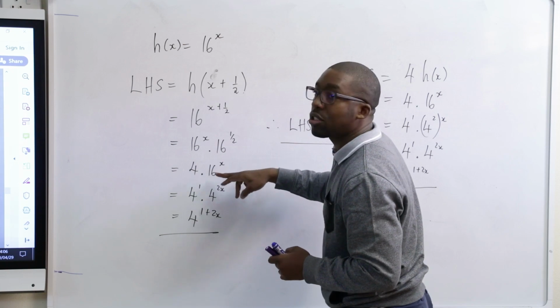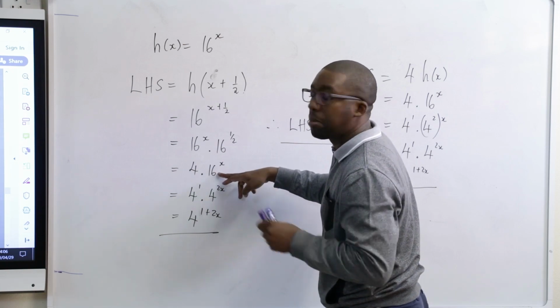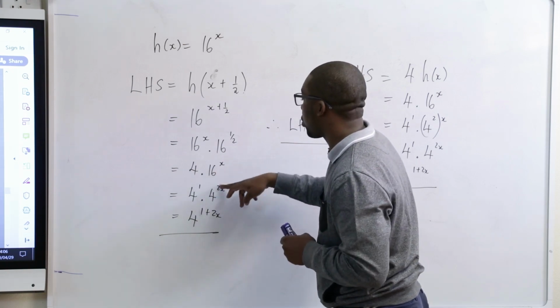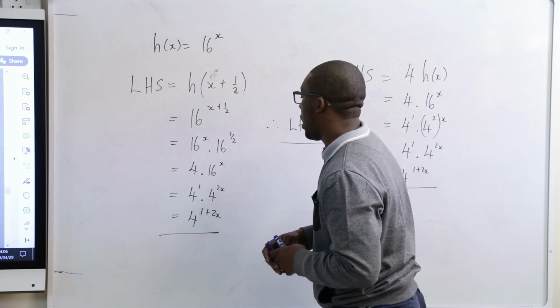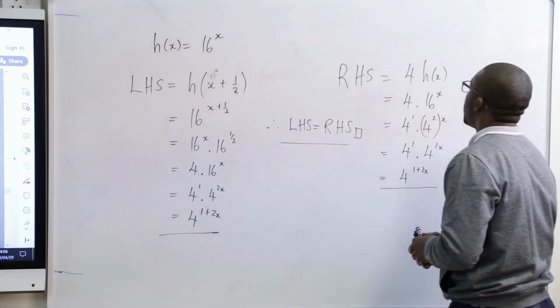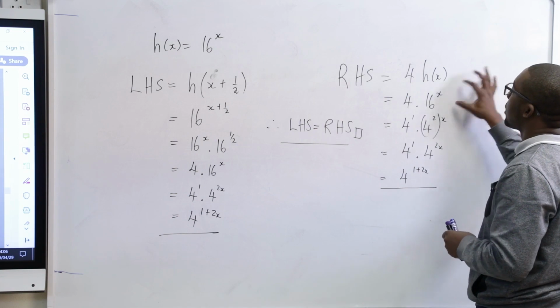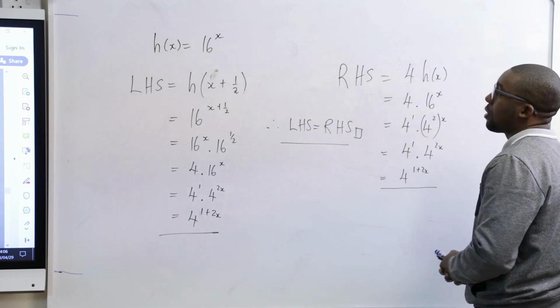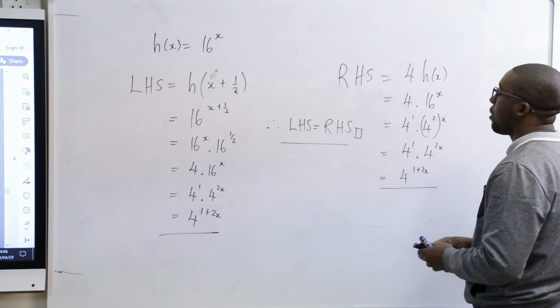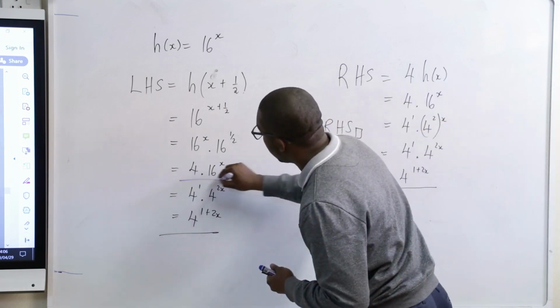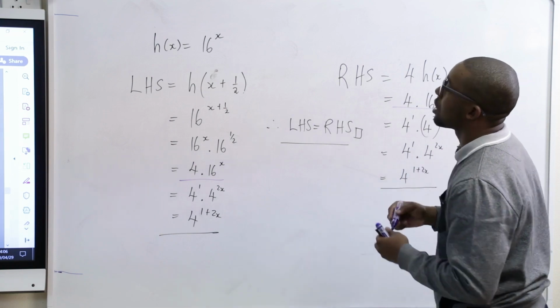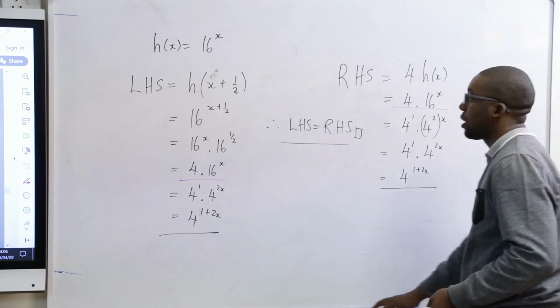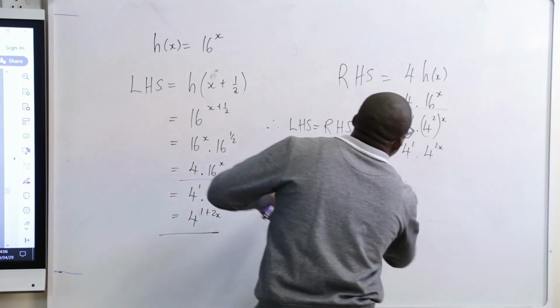I changed 16, it's not a prime number. Bases should be prime numbers. This is 4 squared to the x, then I use laws of exponents. This 4 simply multiplies. I change the base from 16 to 4 squared, and I'll end up having the same answer. I could have even stopped right here, because it's similar. Okay, moving on.